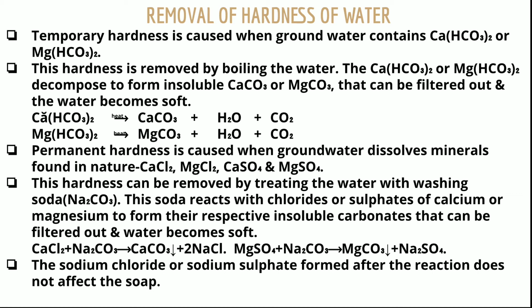Next is permanent hardness. Permanent hardness is caused when groundwater dissolves certain minerals like calcium chloride, magnesium chloride, calcium sulfate or magnesium sulfate. This hardness can be removed by treating the water with washing soda, that is known as sodium carbonate. This washing soda will react with the chlorides or sulfates of calcium and magnesium to form their respective insoluble carbonates. Then when it is filtered out, it will make the water soft.